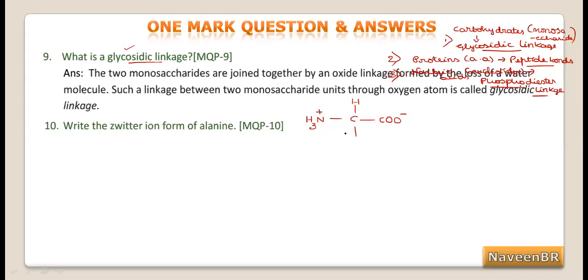Now, as it is alanine, the differentiating group in alanine is CH3. Glycine has hydrogen as the R group, and alanine will have CH3 as the R group. Specifically they have asked for alanine, so you need to write the R structure as CH3. To indicate the Zwitter ion, NH3 plus is written for the basic group, and for the acidic group it is COO minus.